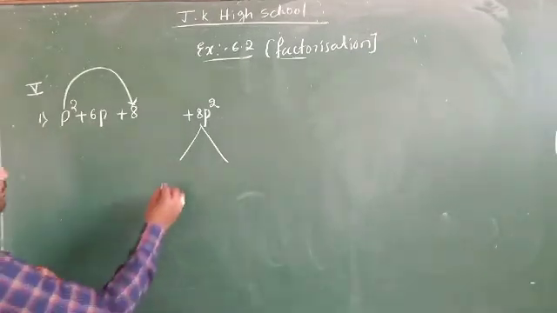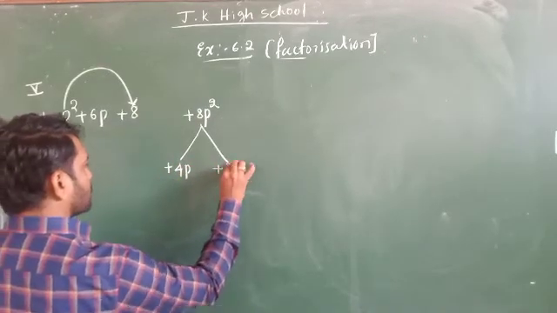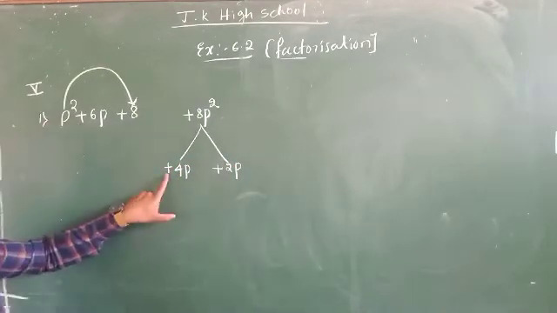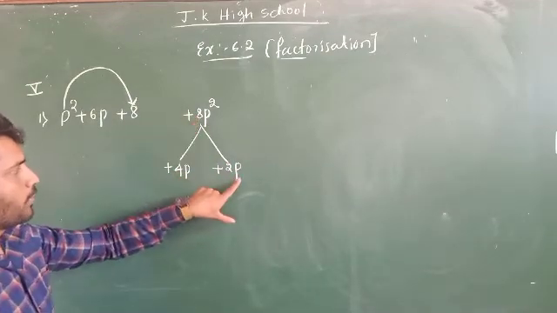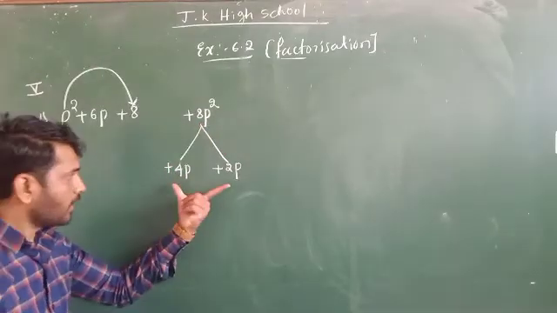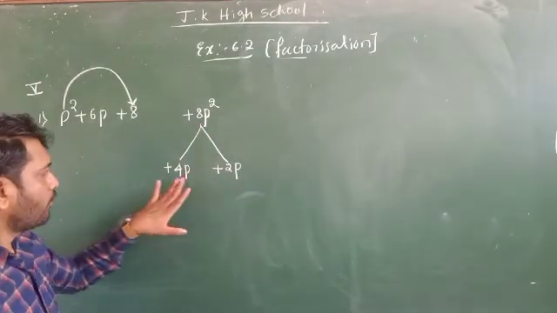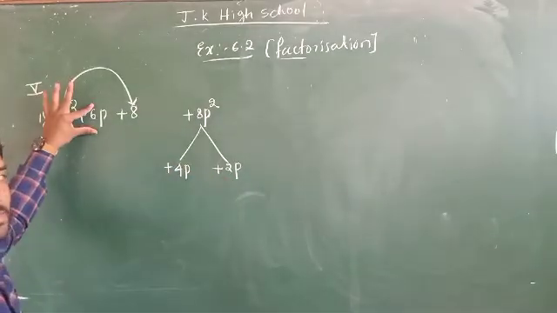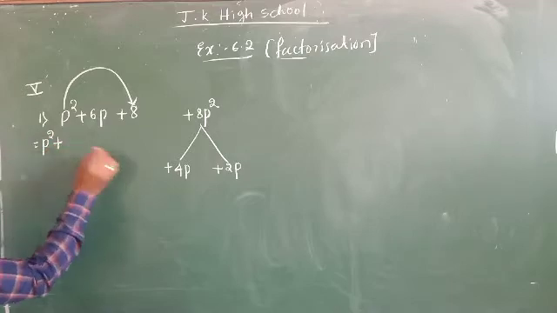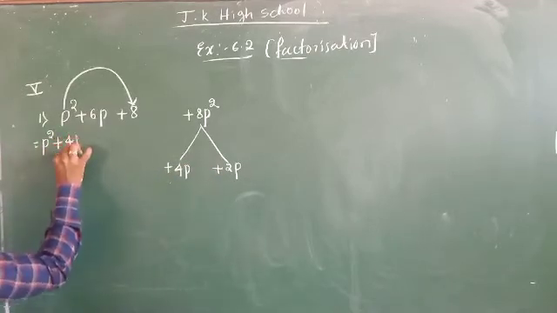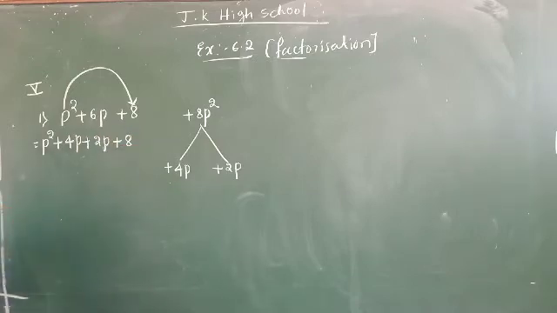I will take plus 4p and plus 2p. Plus into plus, 4 twos are 8, p into p is p square. If you multiply these two factors, we will get 8p square. If you add these two, 4 plus 2 is 6. Now p square plus 4p plus 2p plus 8.